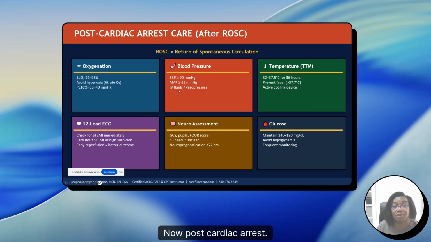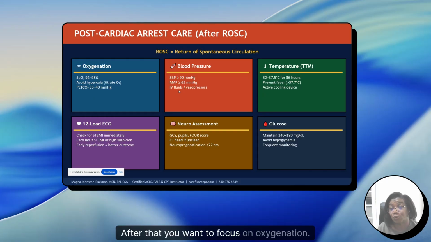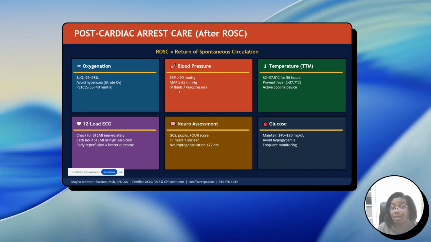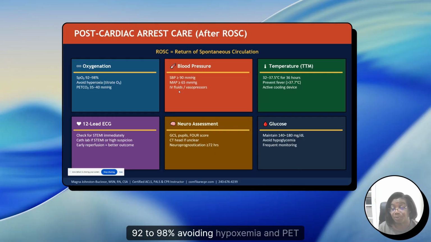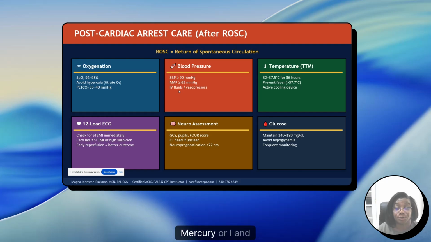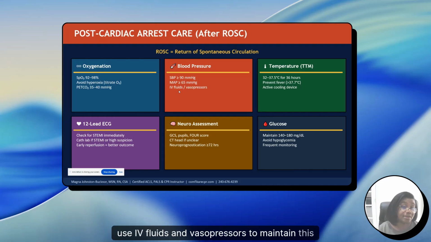Now, post-cardiac arrest care after ROSC. Now, the goals after return of spontaneous circulation. After that, you want to focus on oxygenation, maintaining SpO2 92 to 98%, avoiding hypoxemia, and PETCO2 of 35 to 40 millimeters mercury. For blood pressure, you want to maintain a systolic blood pressure greater than or equal to 90 mmHg, MAP greater than or equal to 65 millimeters mercury, and use IV fluids and vasopressors to maintain this.